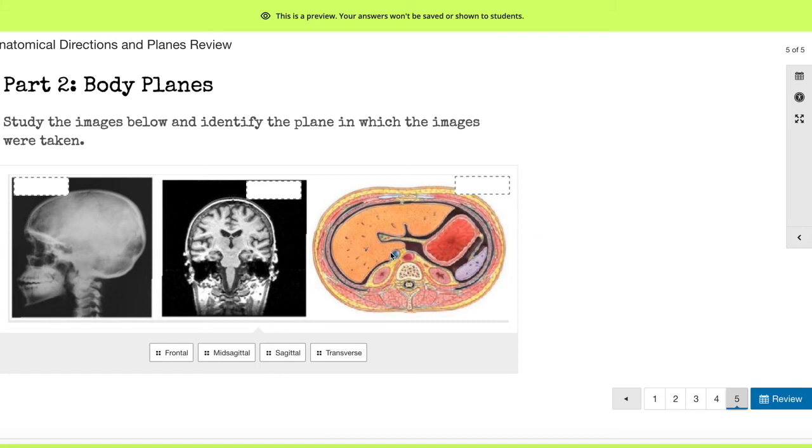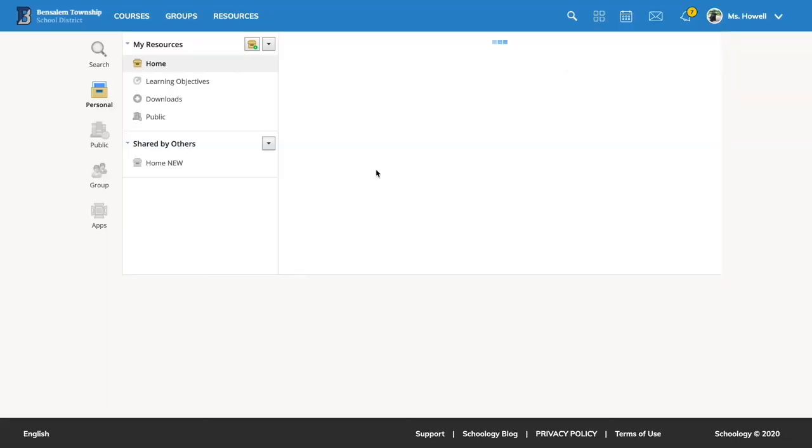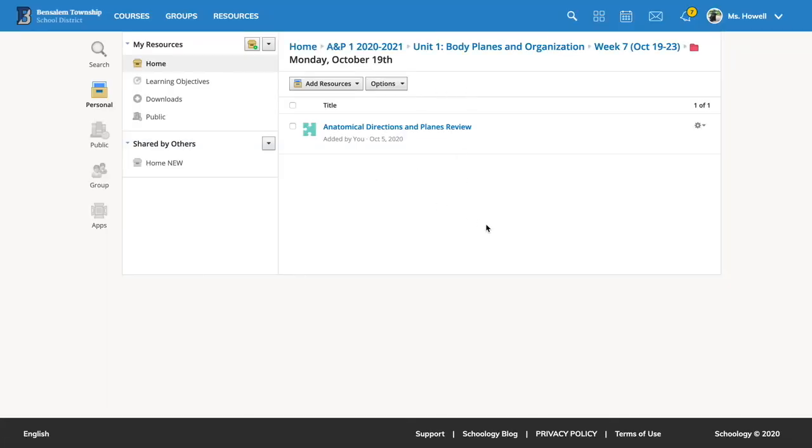The last question here are 3 images from different scans that would be done on the body, and you need to say which plane the images were taken in. So again, you have 4 choices, but only 3 options. So one of those you will not use. You'll need to submit that when you're done. And then that will be it for today for your review.